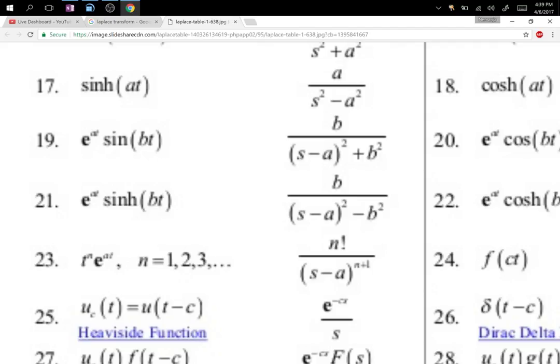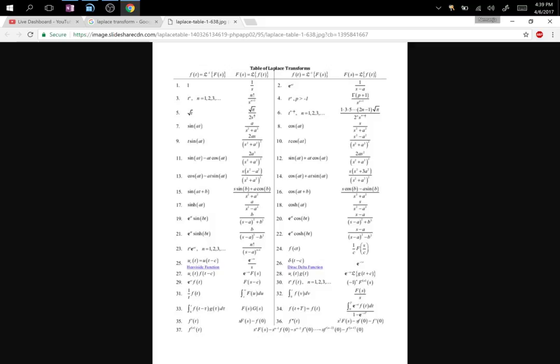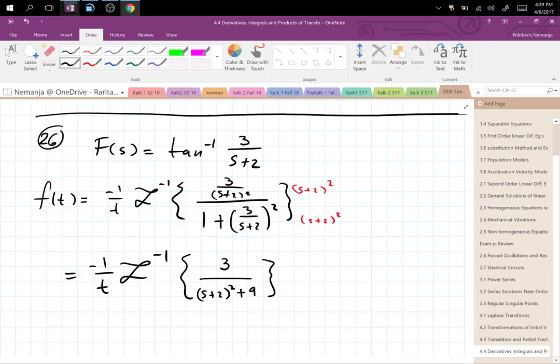So you can memorize the chart at the beginning. Yes, you get to memorize the chart. So this thing is equal to negative 1 over t times e to the negative 2t sine 3t. And that's the inverse transform. There was no other way to do it.